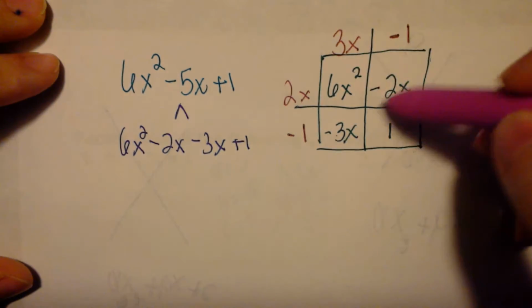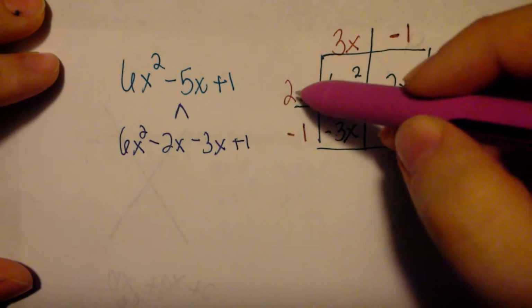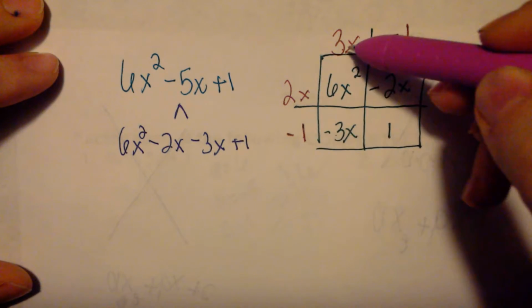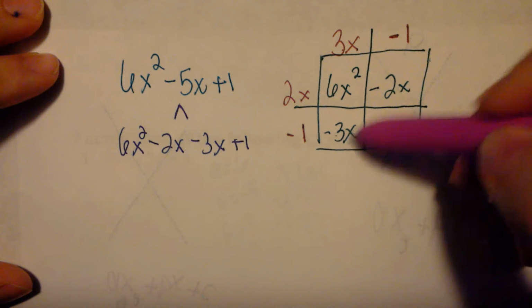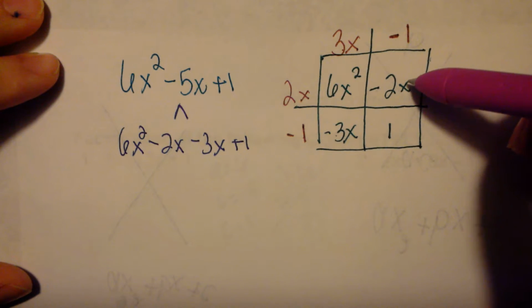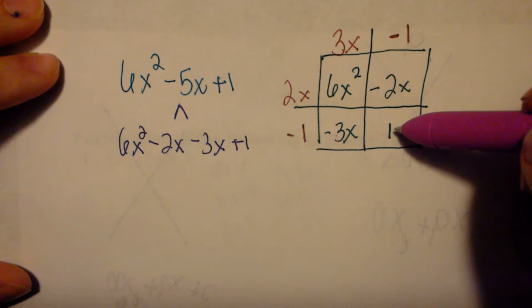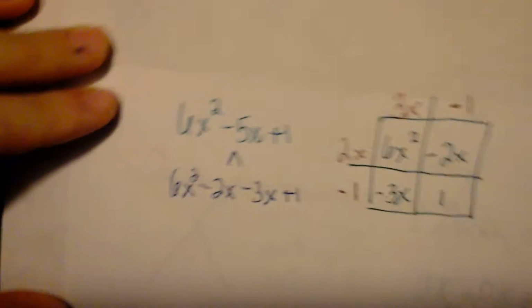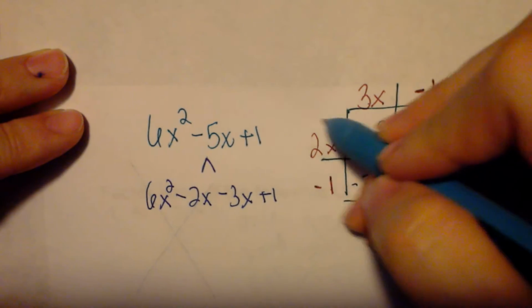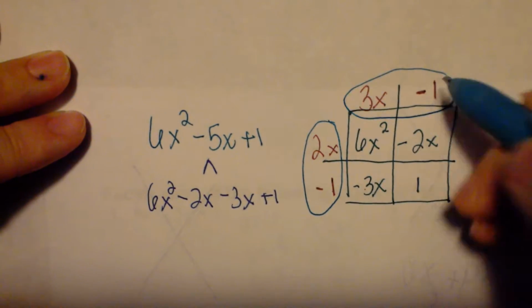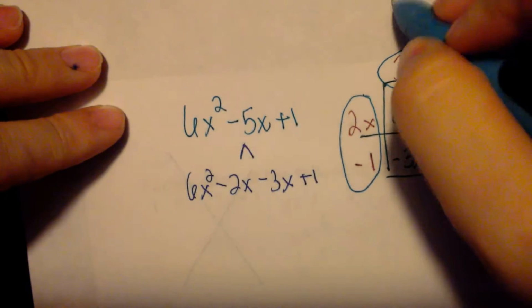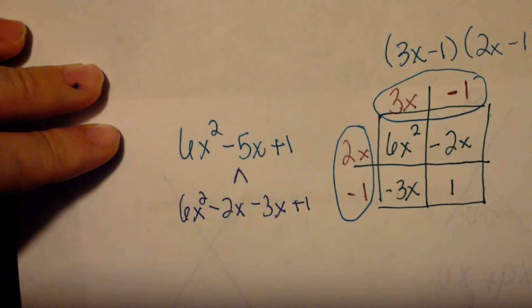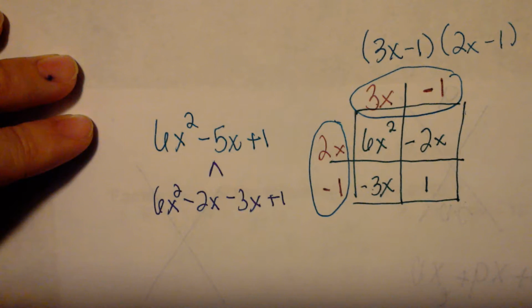So I'm going to make sure that the inside matches what I took outside. So 2x times 3x is 6x squared. So that works. -1 times 3x is -3x. That works. -1 times 2x is -2x. And -1 times -1 is +1. So that means the outside is my factors: (3x minus 1)(2x minus 1).